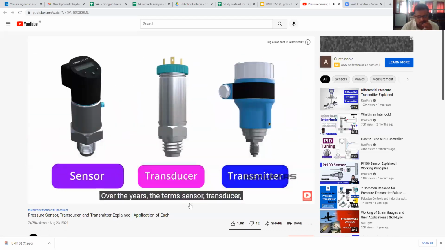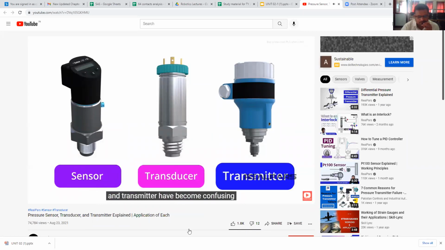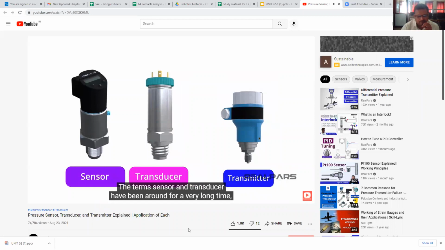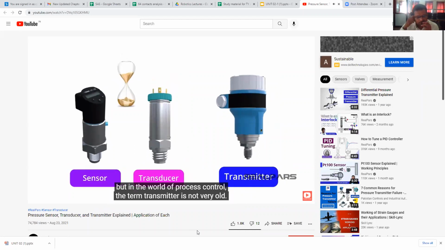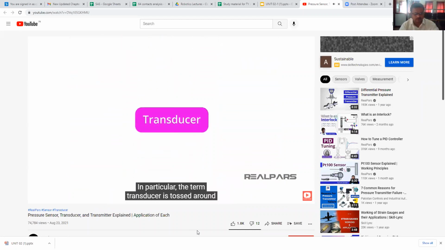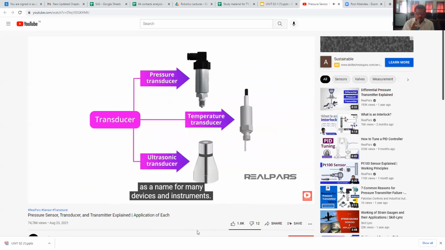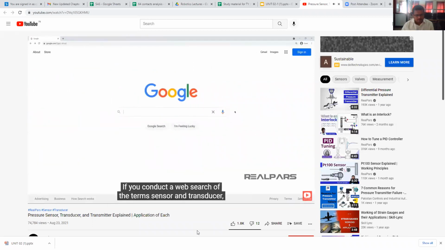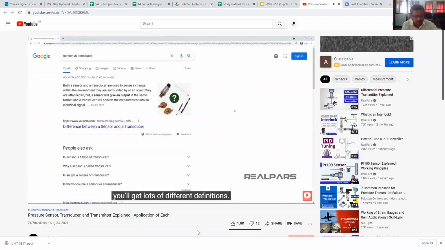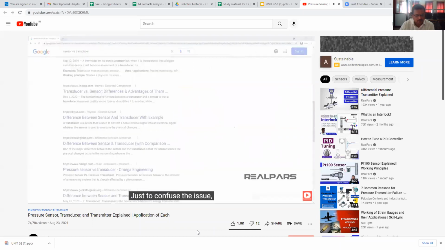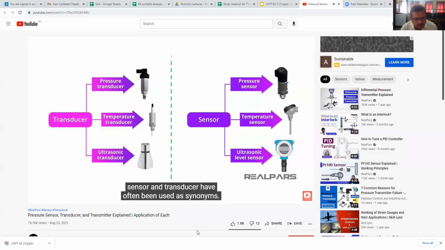Over the years, the terms sensor, transducer, and transmitter have become confusing because they're often used interchangeably and indiscriminately by different vendors. The terms sensor and transducer have been around for a very long time, but in the world of process control, the term transmitter is not very old. In particular, the term transducer is tossed around as a name for many devices and instruments. If you conduct a web search of the terms sensor and transducer, you'll get lots of different definitions. Many organizations have their own definitions. Just to confuse the issue, sensor and transducer have often been used as synonyms.